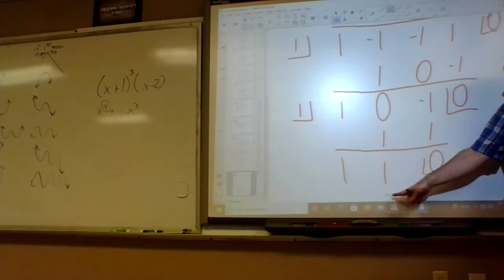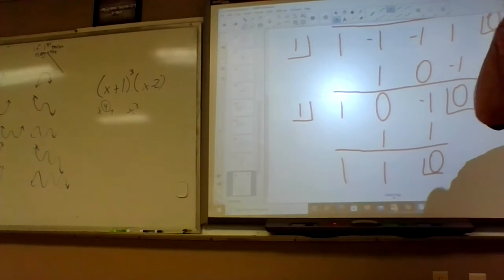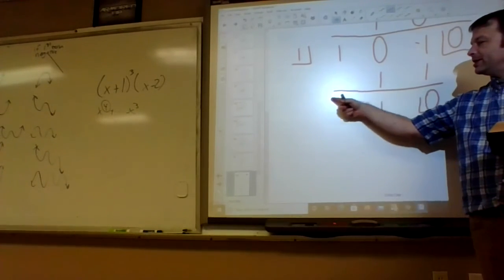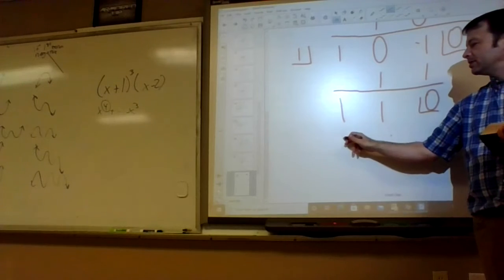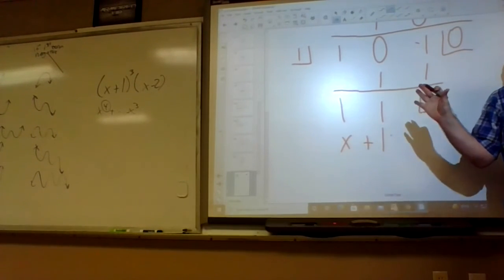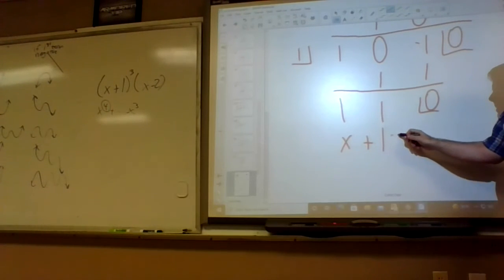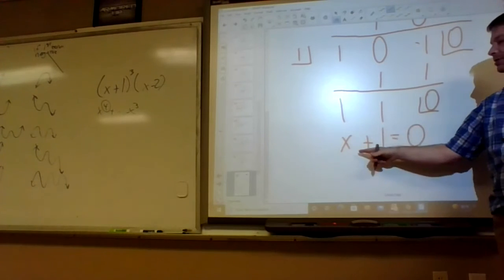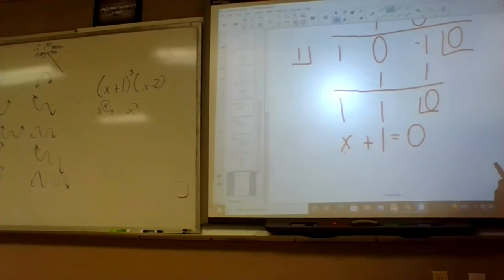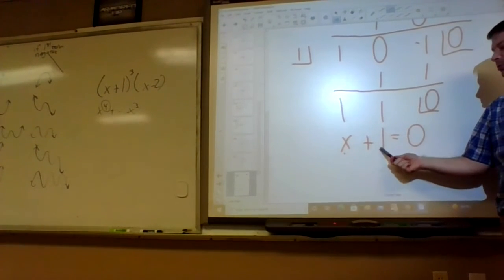Okay, so basically all these numbers mean we divide by x minus 1 three times. What does this represent right here? x plus 1. So this is the missing factor that we didn't know. If x plus 1 is our missing factor, then what's our missing root? Negative 1. So we have a triple root at 1 and a normal root at -1.